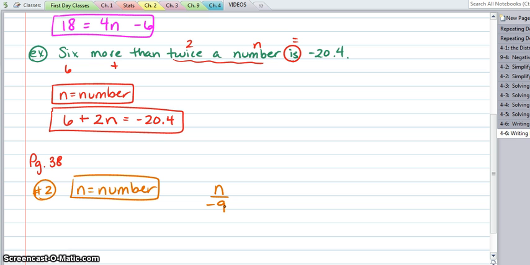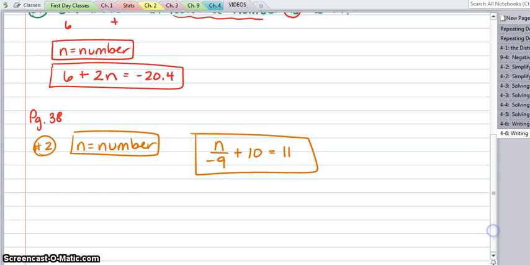Then we have increased by. Well, that means addition. To be increased by something is to add. We're increasing by 10, and this is equal to 11. So there we go. We now have our equation. Let's take a look at another one on this page. How about number 7? The difference between 12 and 10 times a number is negative 28.